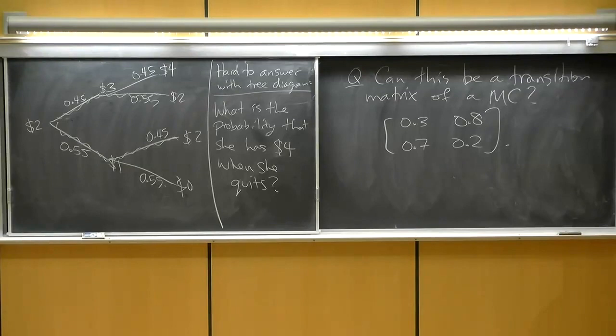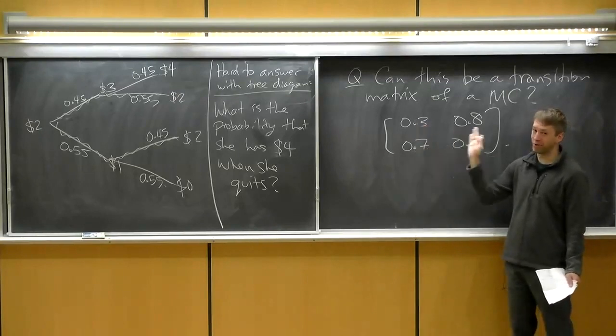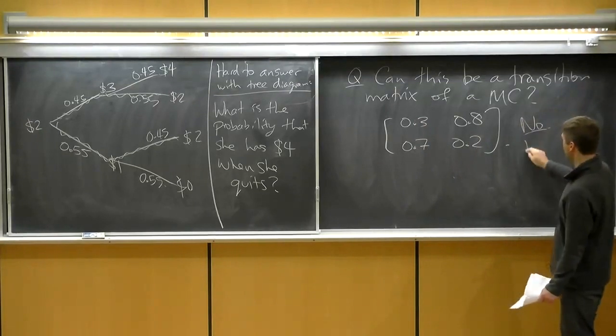Okay, it looks like most people are saying no. Can anyone tell me why? Yeah, it's kind of trying to trick you, right? Because the columns add up to 1, but the rows don't. So the answer is no. Rows don't add to 1.